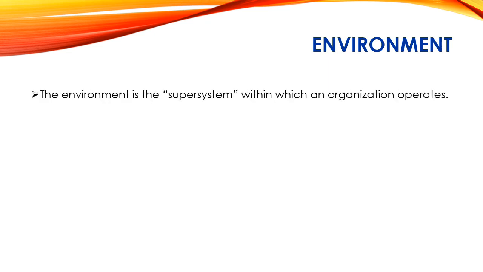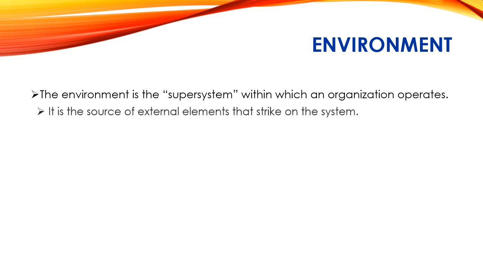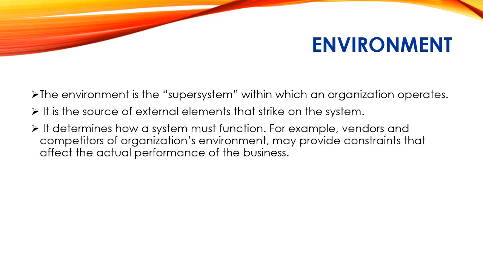Environment is also an element of the information system. The environment is the super system within which an organization operates. It is the source of external elements that strike on the system. It determines how a system must function. For example, vendors and competitors of organizations' environment may provide constraints that affect the actual performance of the business.